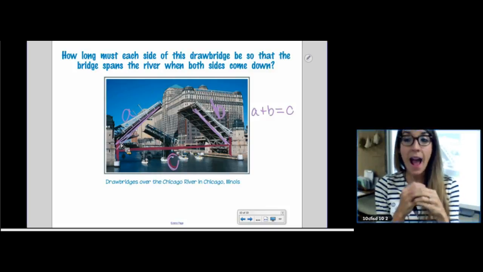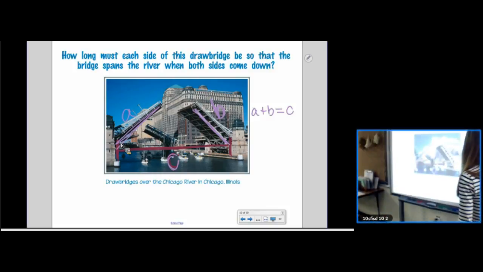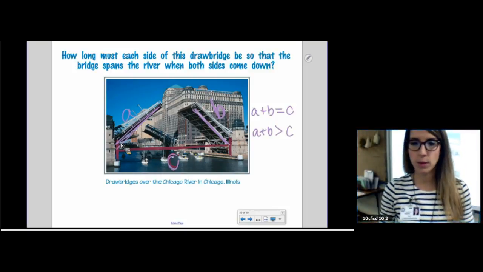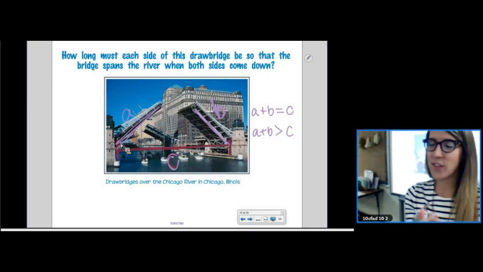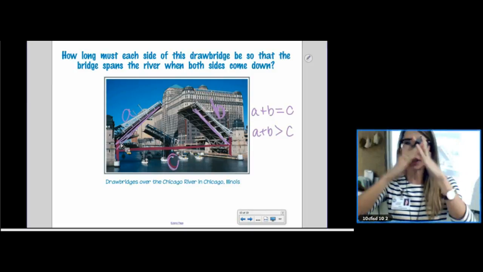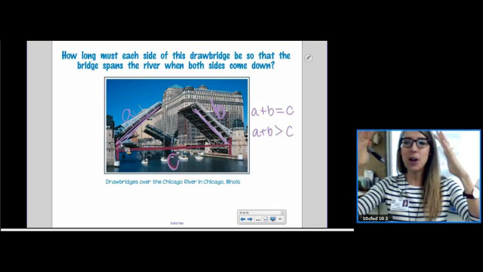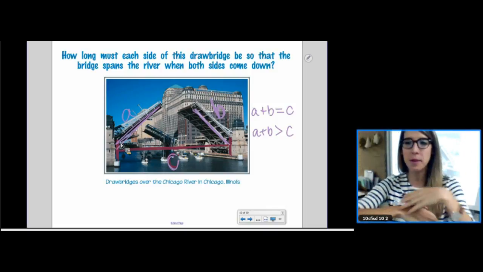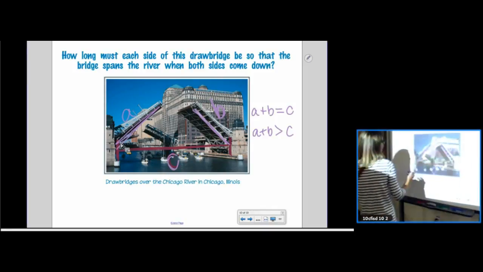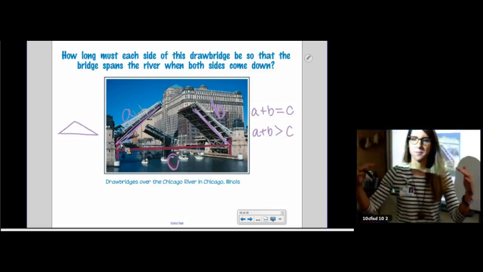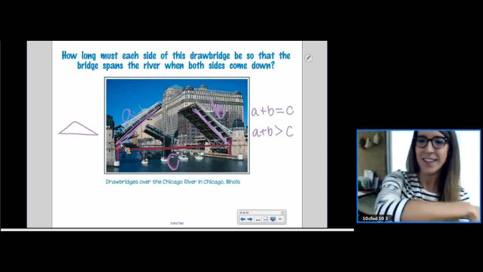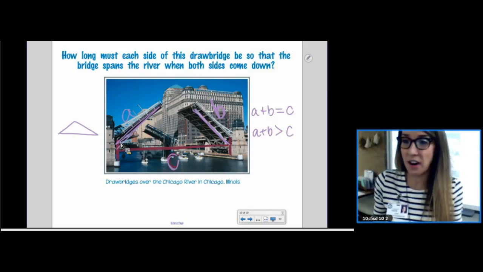Now, what would happen if A plus B was greater than C? What would happen in the real world? What would the consequence be? That's what I was looking for. They would hit each other. As they were closing, they would crash into each other. There would probably be some damage. It would not be a bridge anymore. It would be like a skateboard park or something. I don't know. It would not be a bridge. A plus B should not be greater than C.